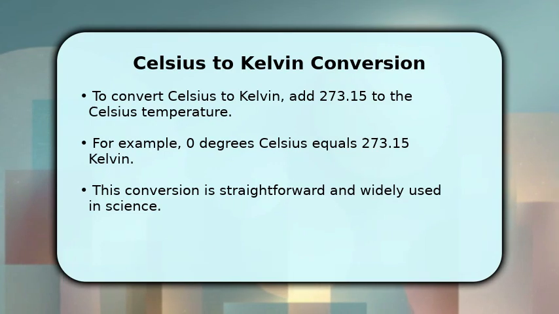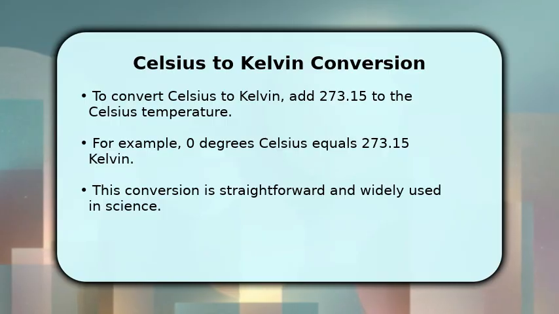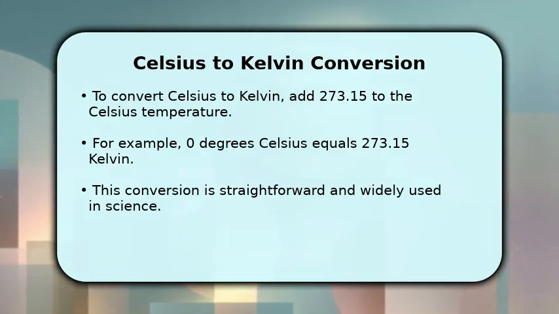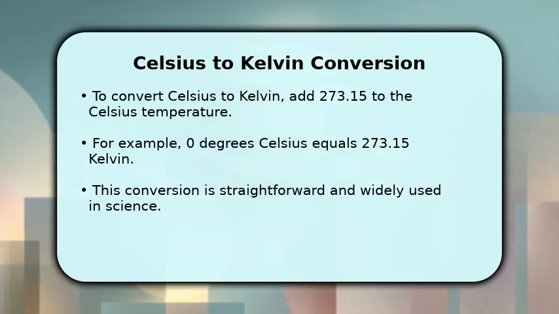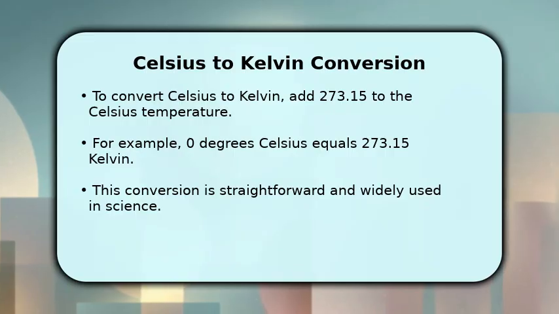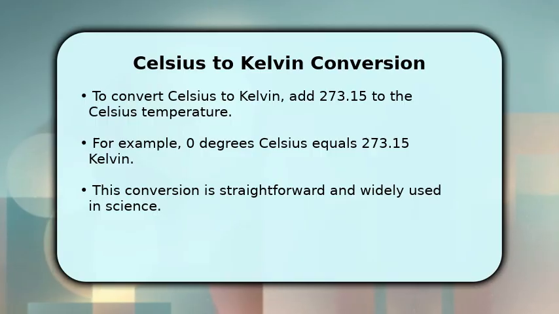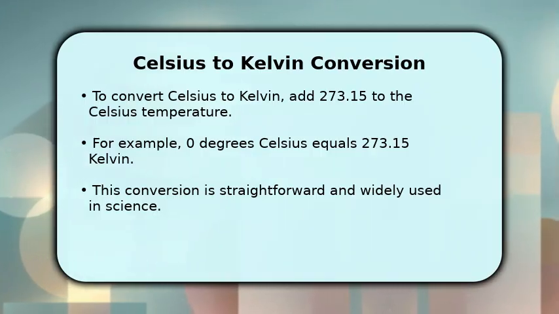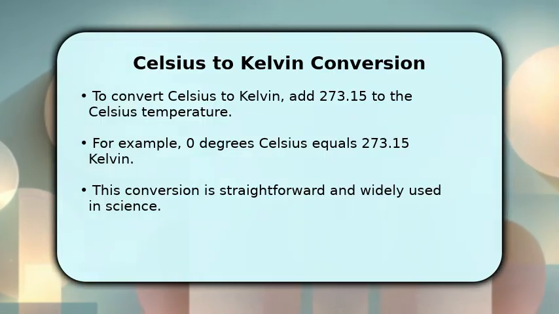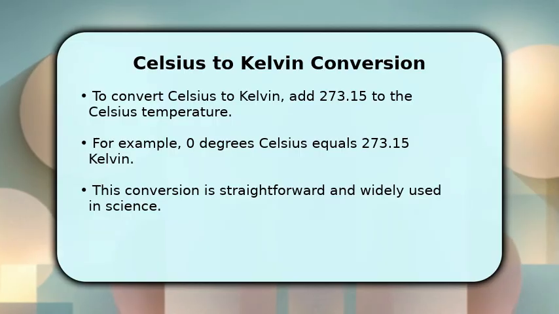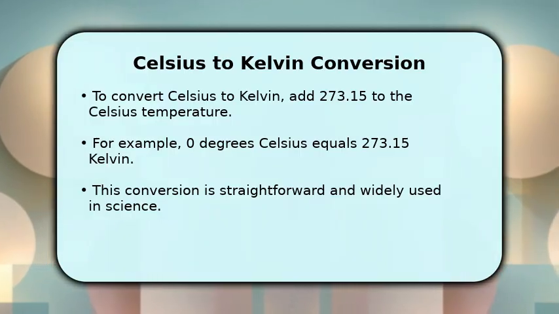Converting Celsius to Kelvin is quite simple. You just need to add 273.15 to your Celsius temperature. For instance, if you have 25 degrees Celsius, adding 273.15 gives you 298.15 Kelvin. This absolute scale is fundamental in many scientific fields as it directly relates to thermodynamic temperature. It's a quick and easy calculation to master.